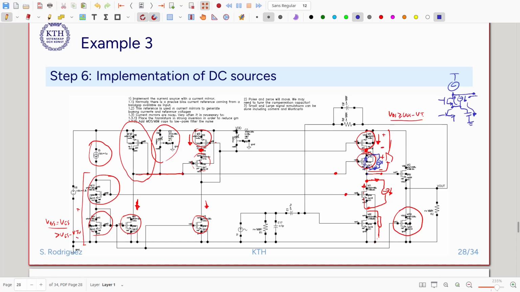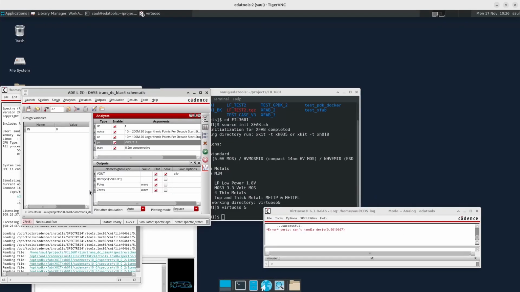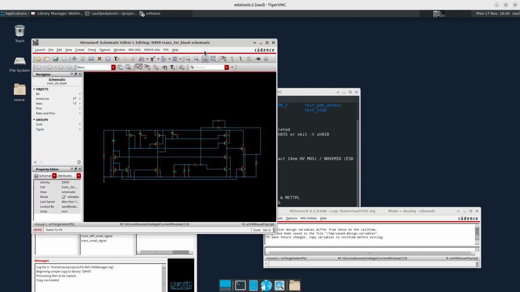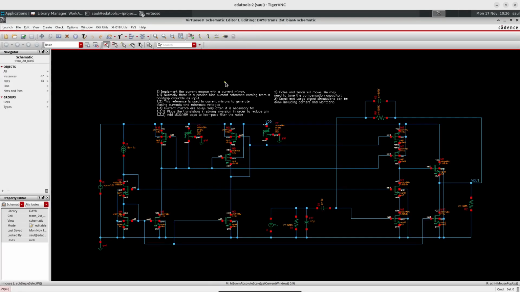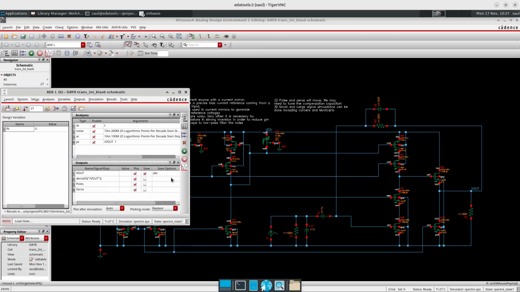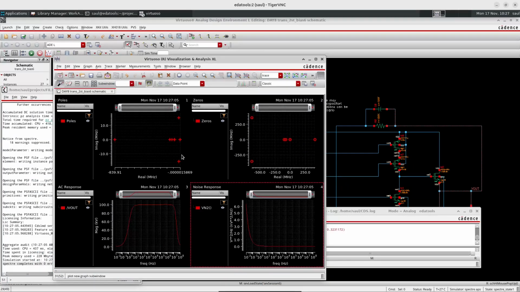Okay, so we're going to take a look at the simulation results for this circuit also, and let's see. We have the following circuit, and here is the complete implementation. Then let's open the simulation setup, and let's run the simulation.